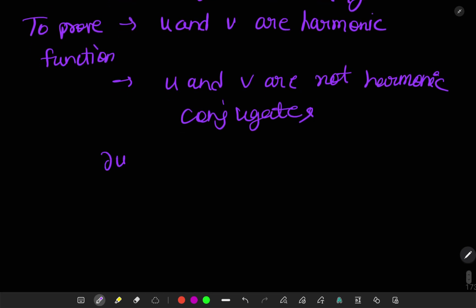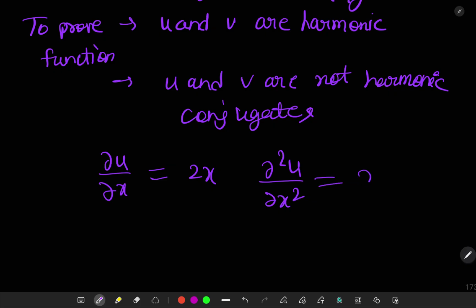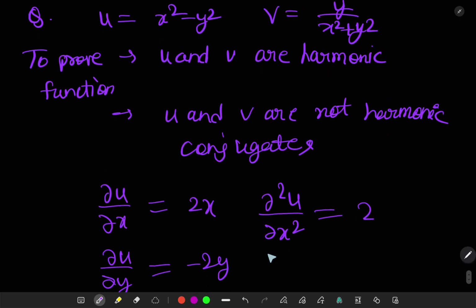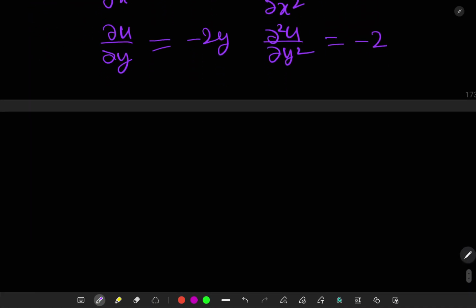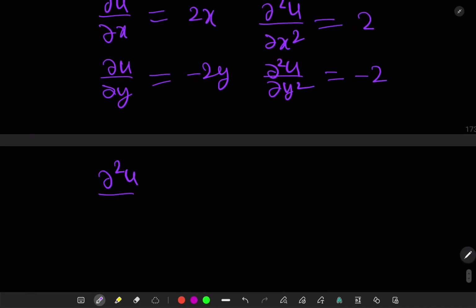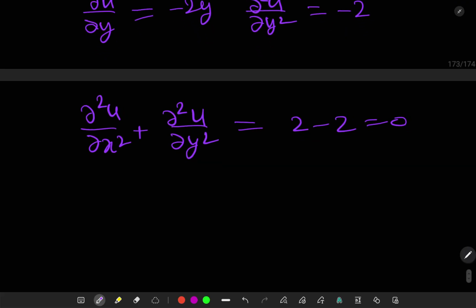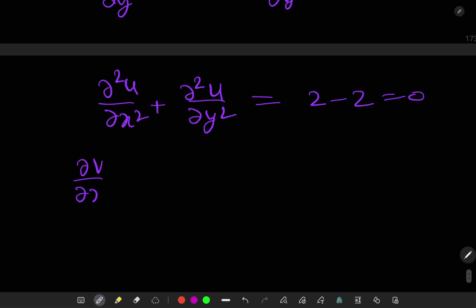Here first of all we need to find the value of del u over del x, which is equal to 2x, and del 2 u over del x square is equal to 2, and del u over del y is equal to minus 2y, and del 2 u over del y square is equal to minus 2. If we add del 2 u over del x square plus del 2 u over del y square, it equals 0. Now finding del v over del x.